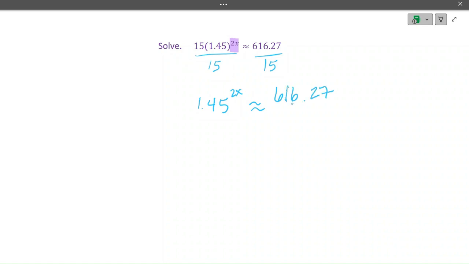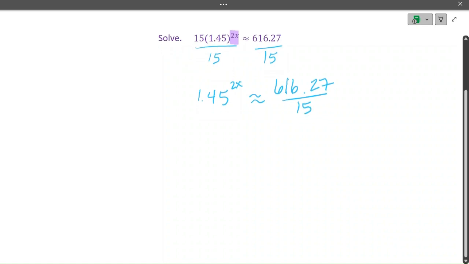Because I want this to be as accurate as possible, because it's already been rounded. That's what that approximately equal to means. Great news, we now have our base and its exponent on one side and everything else on the other side. That means we're ready to do the change of base property, because our base is 1.45 and not 10.